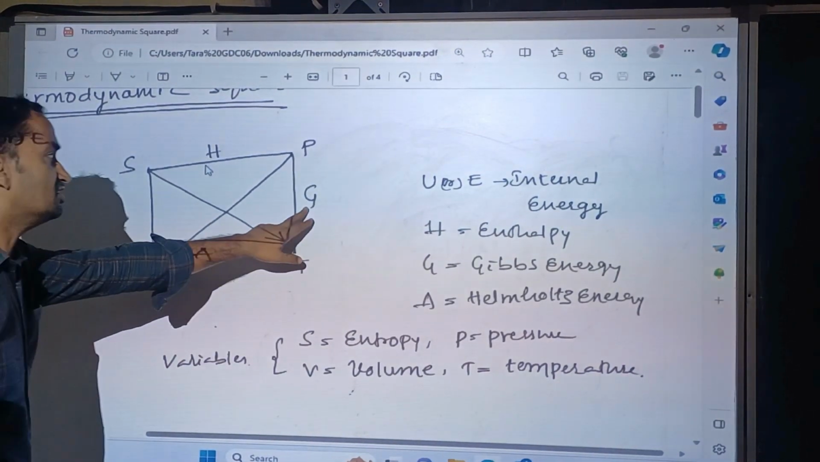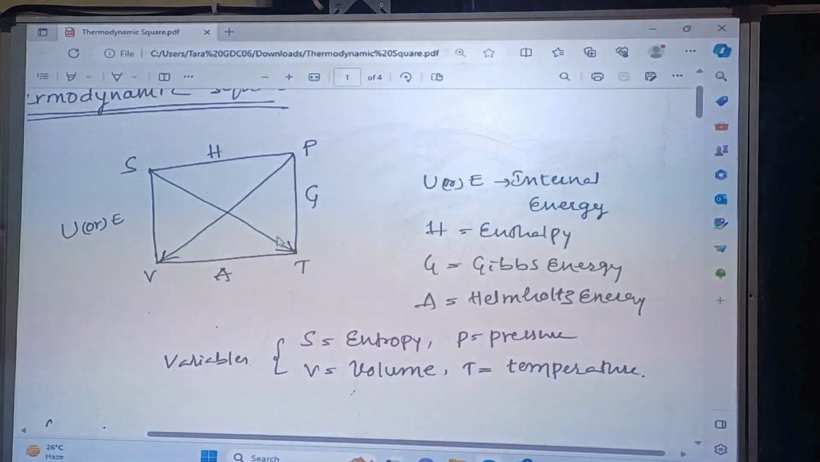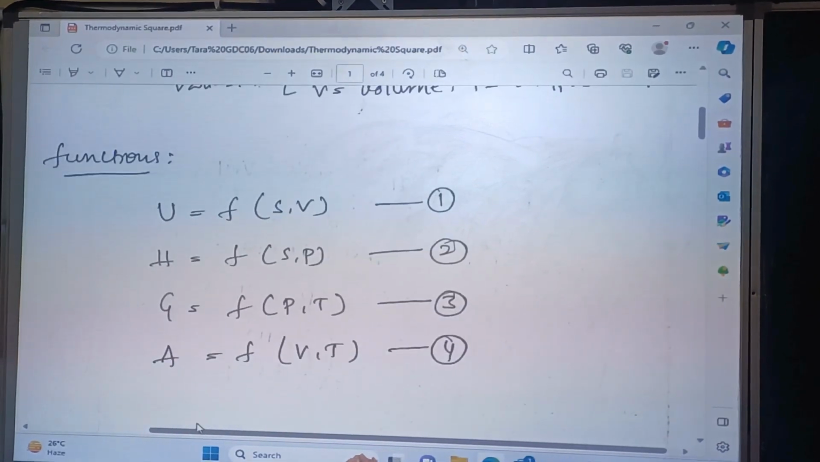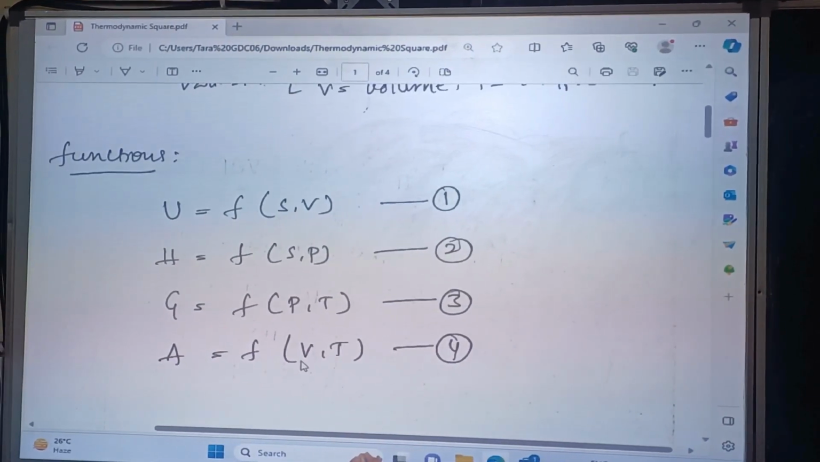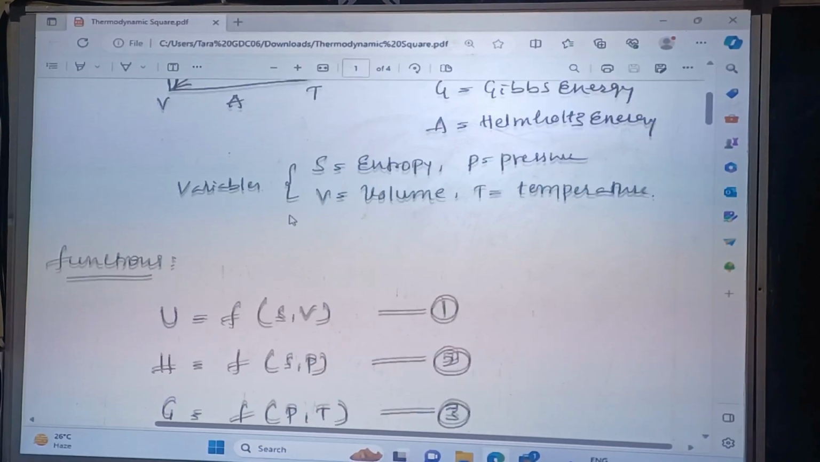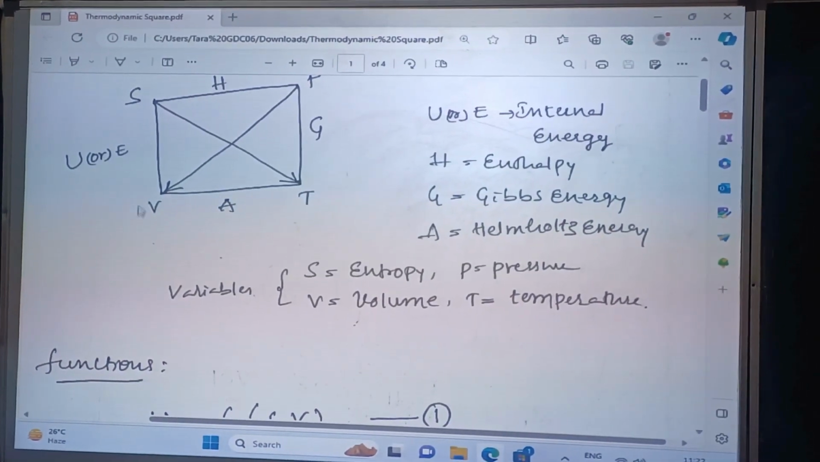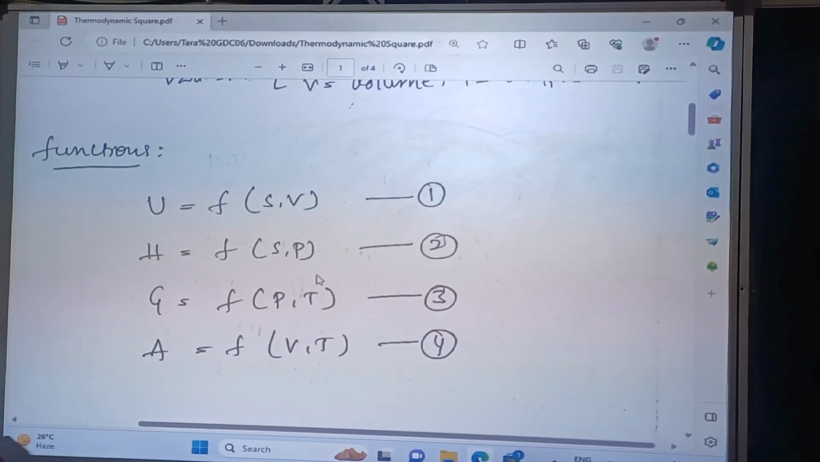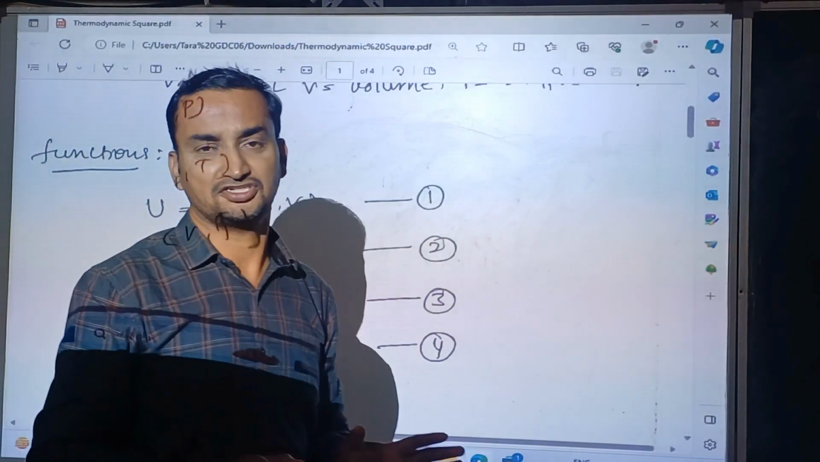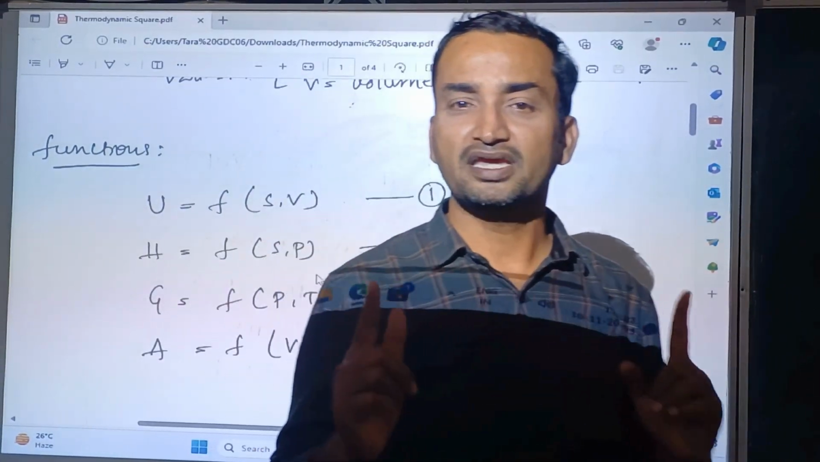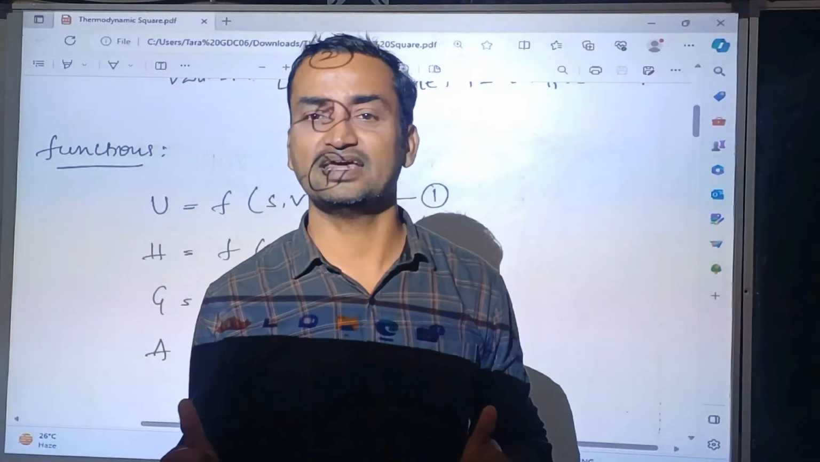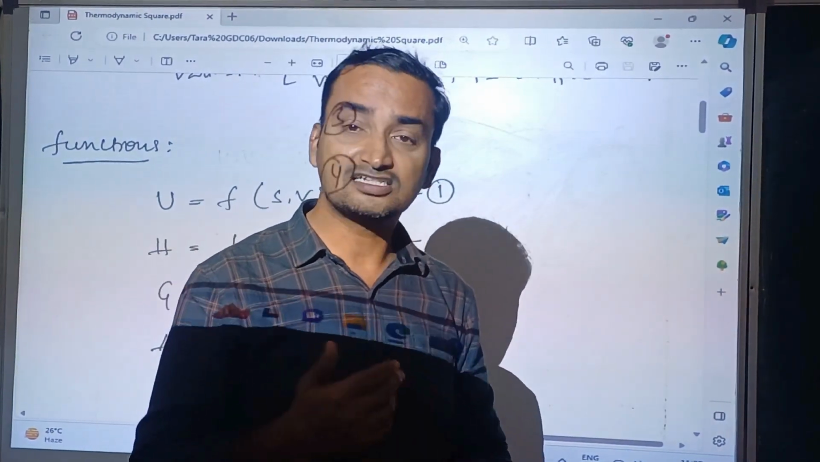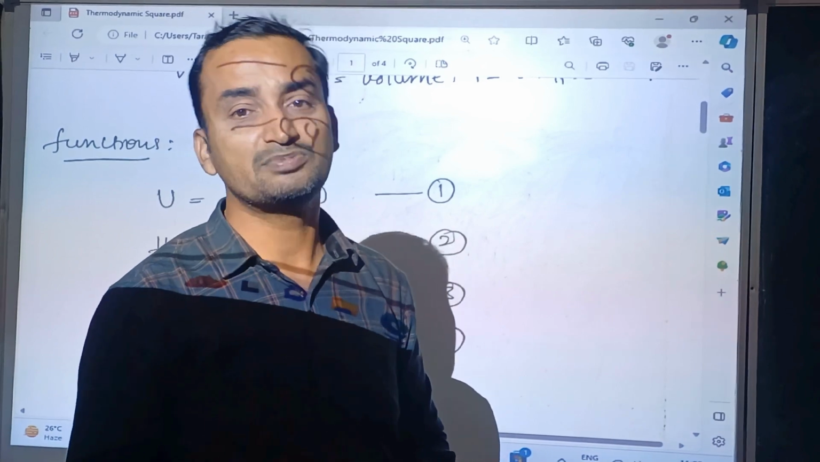Like that, G is a function of P and T. So G is a function of P and T. That is the third relation. Like that, A is a function of volume and temperature. So Helmholtz energy is a function of volume and temperature. So now till now we got 4 important relations. These are important for your JEE Mains and also for your NEET examinations. अभी जो आने वाला है वो तो एडवांस्ड में भी आएगा और मेंस में भी आएगा.